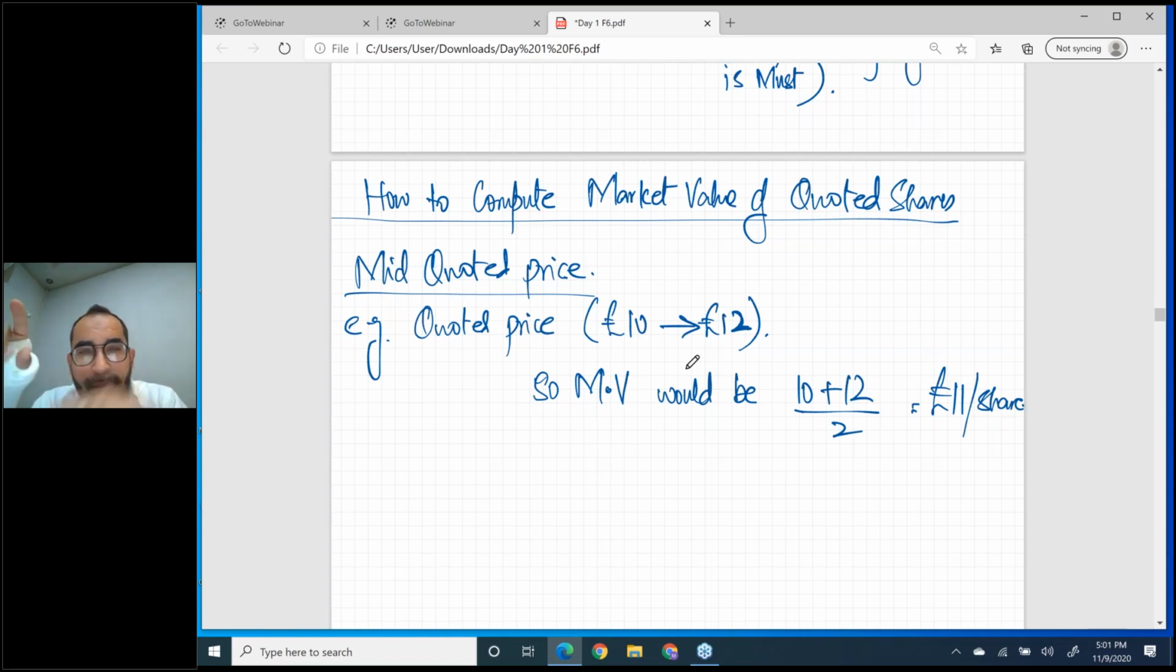Listen, it is now very simplified. It's just the mid quoted price. You will be given the lowest and highest quoted price. You just have to calculate the mid value. For example, on my screen you can see 10 is the lowest and 12 is the highest. So what is the midpoint between 10 and 12? The midpoint is 11. So in that case, you have to use the market value as 11 pounds. So this is just a single step, very simple. This will be used for the computation of gain.